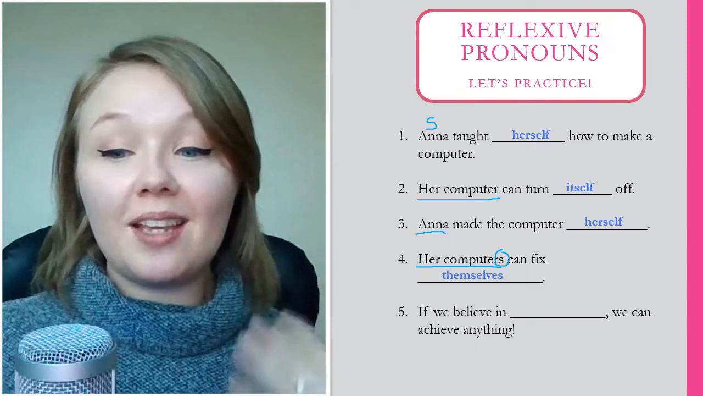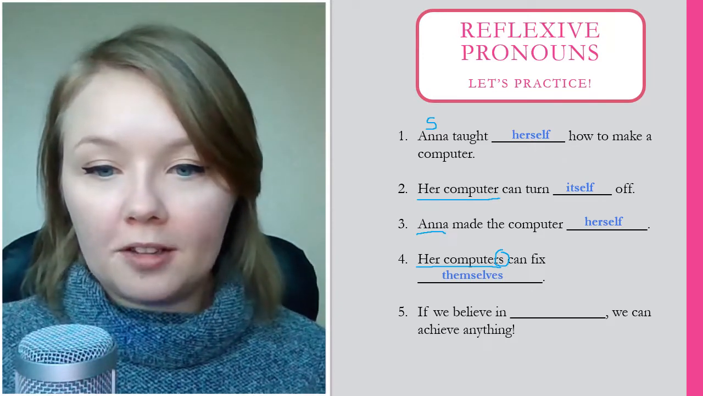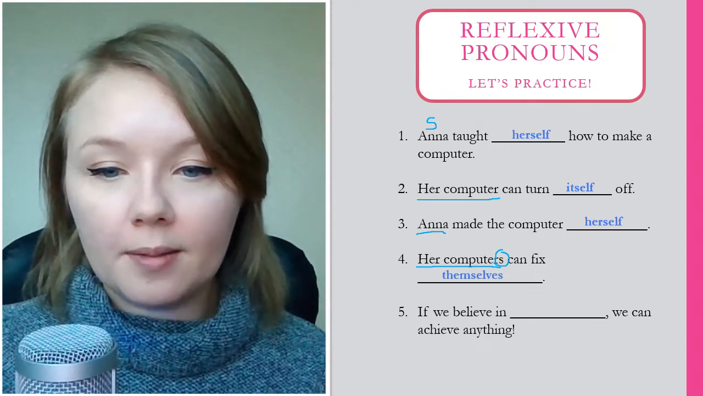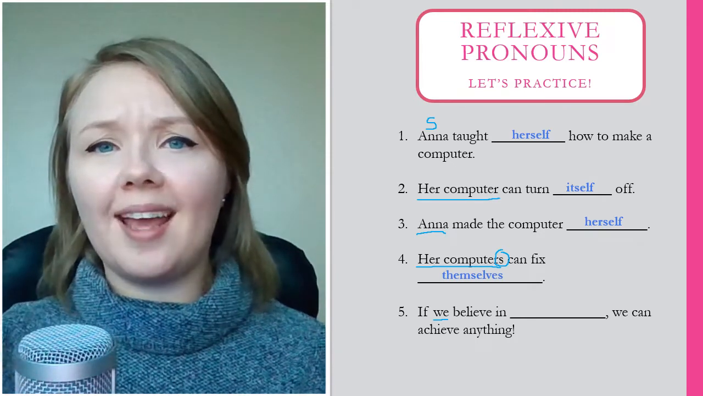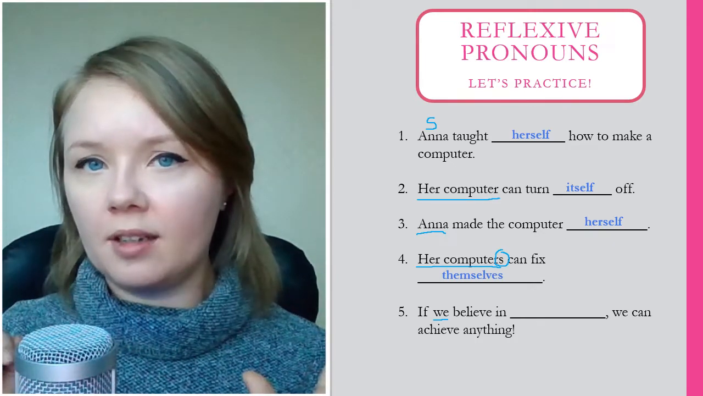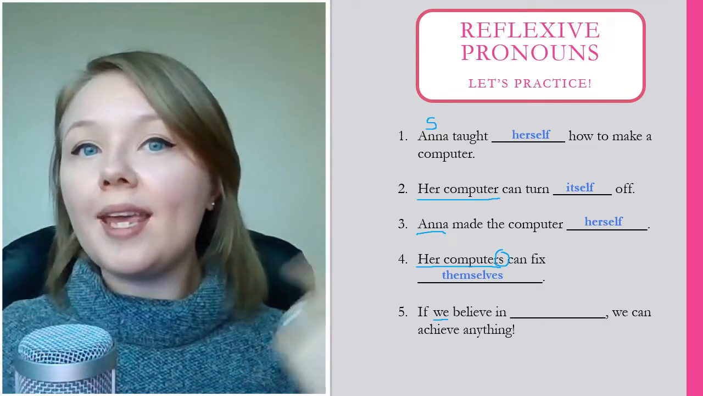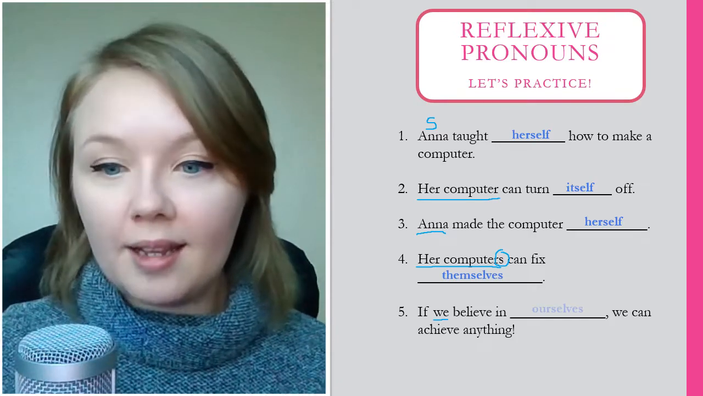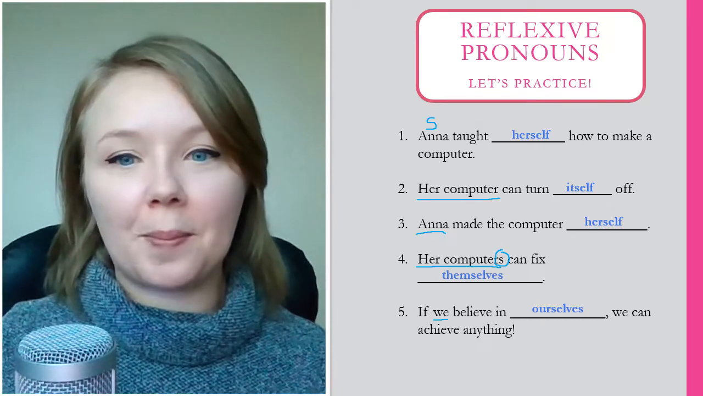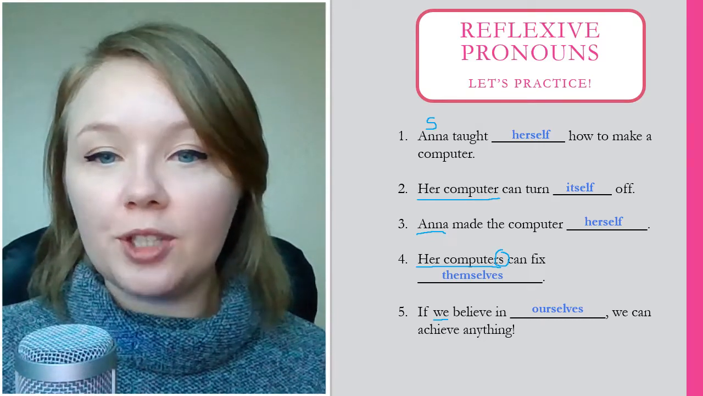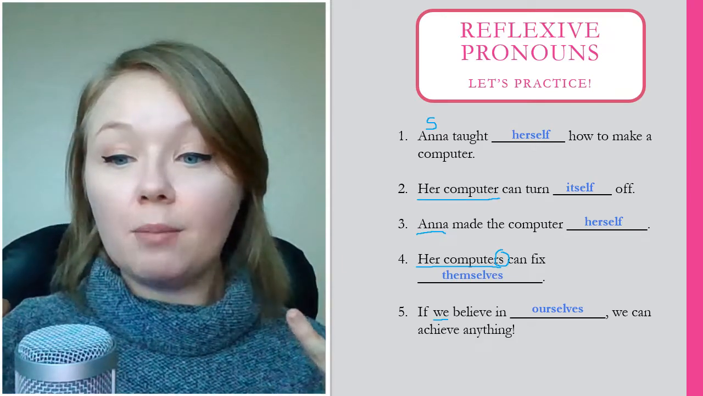And number 5, if we believe in blank, we can achieve anything. So here our subject is we. So what would we use here? Should our word end in self or selves? It should end in selves because we is more than one, right? If we believe in ourselves, we can achieve anything. So notice how the subject tells us which reflexive pronoun to use. Our subject and object are matching.